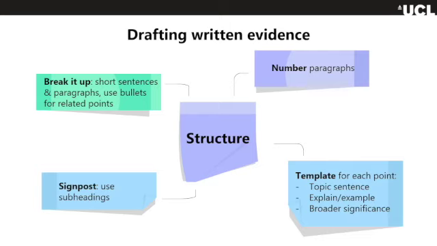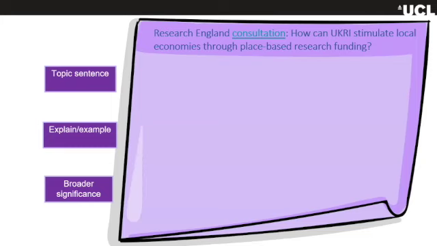And one thing that I found quite useful, since in my experience, you can often have a lot that you want to say, but it may not all fit very easily into the 3,000 words. 3,000 words sounds like a lot, but if you're incorporating a lot of evidence, it isn't always. So I found it quite useful to use a template of having, for each paragraph, a topic sentence, then explaining it or giving an example, and then finally reflecting on the broader significance. And I'm going to take you through an example to show you what I mean.